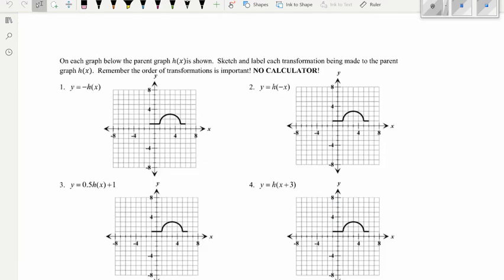So this next part says, on each graph below, the parent graph h of x is shown. Sketch and label each transformation being made to the parent graph. Remember, the order of transformations is important, and no calculator.